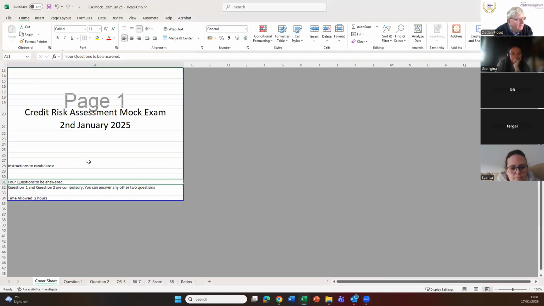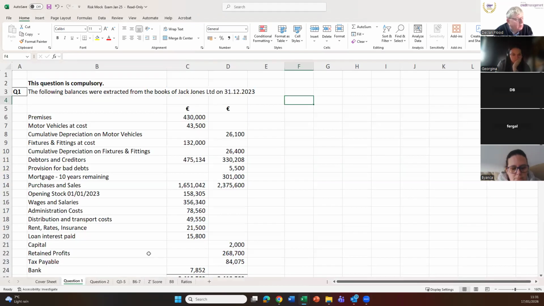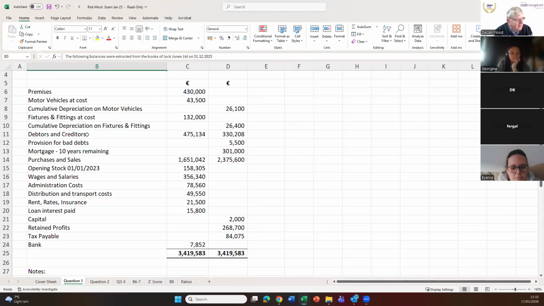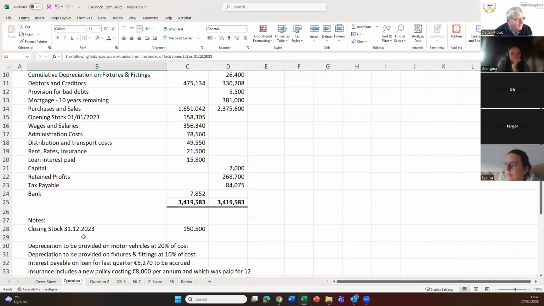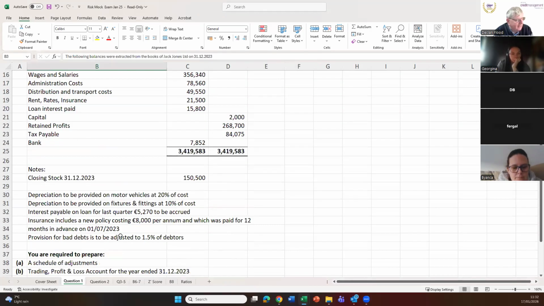So again, the real exam is going to be the same. Four questions to be answered. You have to answer question one. You have to answer question two, and then any of the other two questions. And again, the questions are going to be on tabs on the bottom of the spreadsheet. Question one is compulsory. Following balances were extracted. There's the trial balance, and then there's the adjustments at the end.